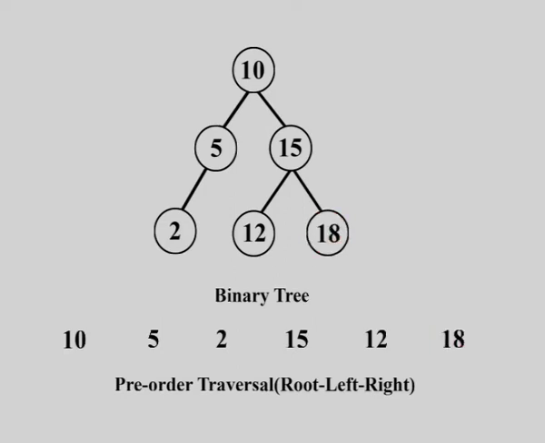At this point, the whole right subtree of node 10 has been visited, and hence we stop this procedure as all the nodes have been visited in root left right order. The traversal order comes out to be 10, 5, 2, 15, 12, and 18. In-order traversal. Now let us move to another traversal method, in-order traversal.